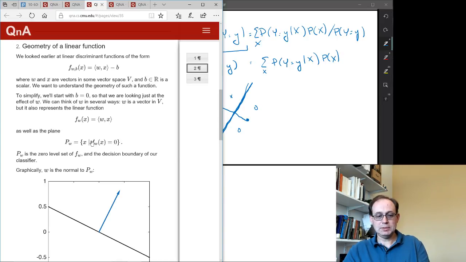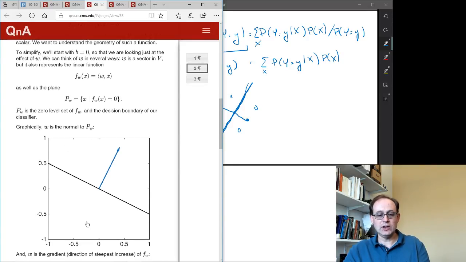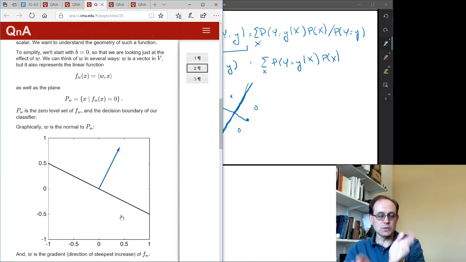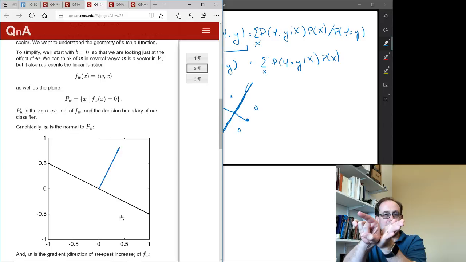So this plane, or hyperplane, depending on how many dimensions we're in, is the zero level set of our function f, and the decision boundary of our classifier, and the vector w is the normal vector to this plane. So here's what the picture looks like for that in R^2. In R^3, we would have a two-dimensional plane, and the normal vector would be pointing perpendicular to that plane. And it would still be the zero level set. This plane is the set of points where w dot x is equal to 0.